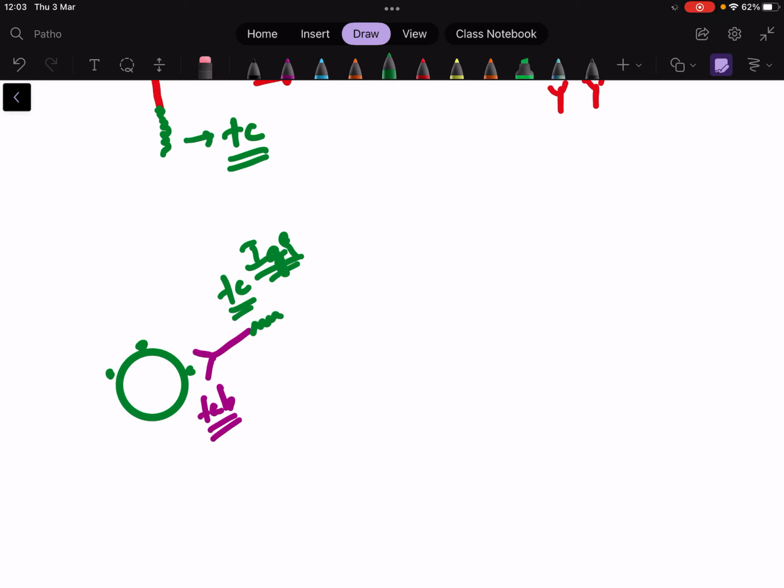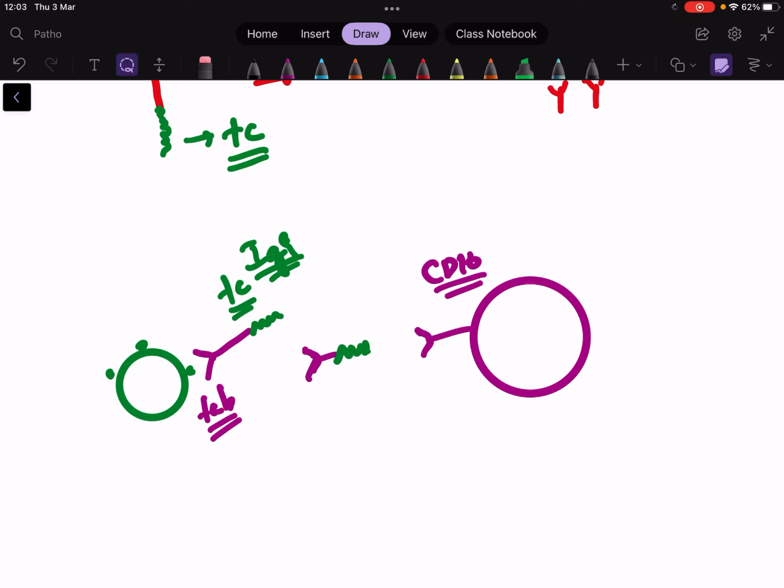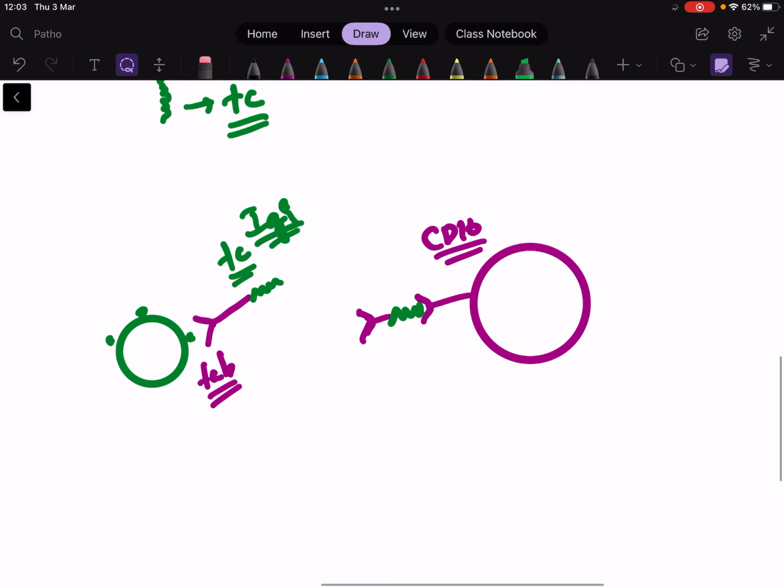So the natural killer cells I talked about contain a type of receptor called CD16, which is a receptor for immunoglobulin G. It means this immunoglobulin G, which has the Fc portion, can go and bind with this CD16 receptor. Okay, because the immunoglobulin G has the Fc portion, right?